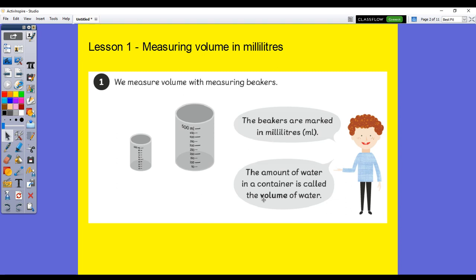The amount of water in a container is called the volume of water, like we just said earlier. So the amount of water is the volume of water. Okay, remember that's going to be one of your quiz questions this week, and a question in your work after this.